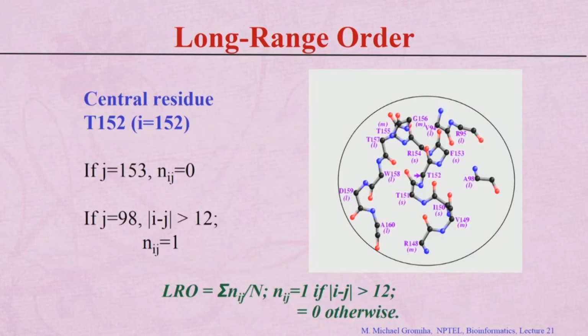For example, in this graph, which I showed earlier, if you take i equal to 152 and j equal to 153, then i minus j is equal to 1, so Nij equals 0, because we need i minus j to be at least 12. If j equals 98, then i minus j is 54, which is greater than 12. In this case Nij equals 1. So, for each residue you can say how many residues are far apart, at least 12 residues.